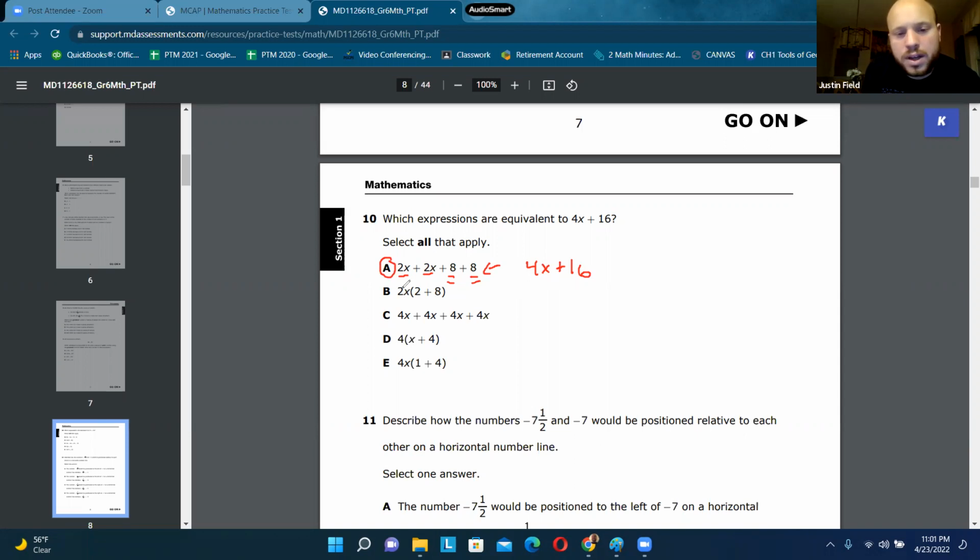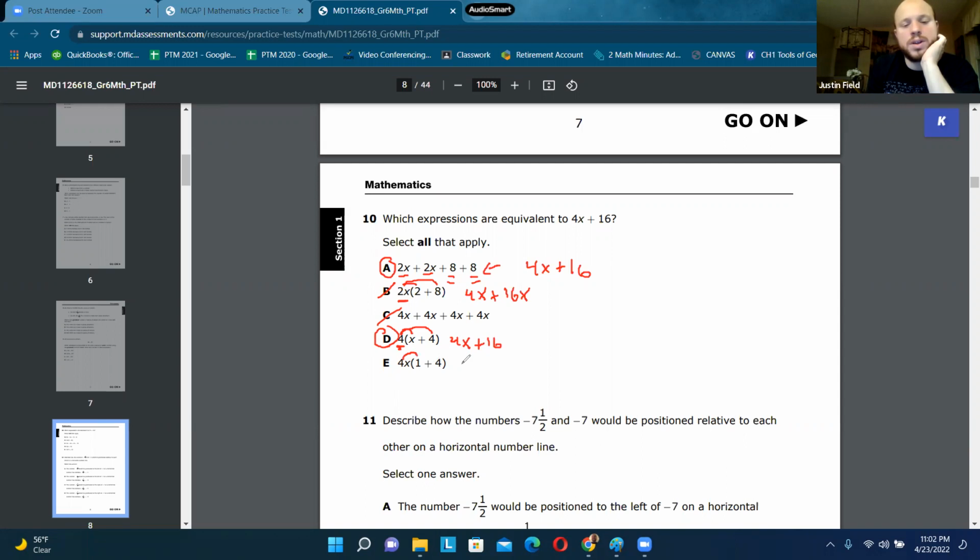And then in B, we can distribute the 2x. 2x times 2 is 4x. 2x times 8 is 16x. So B is not equivalent because of that extra x. All right, how about C? C doesn't have any terms without an x, so that's not. But D, where we distribute the 4, 4 times x is 4x. 4 times 4 is 16. So D is equivalent.